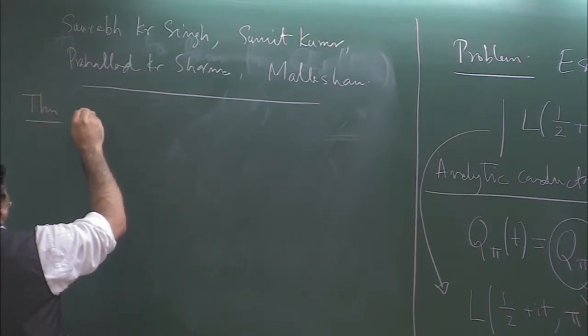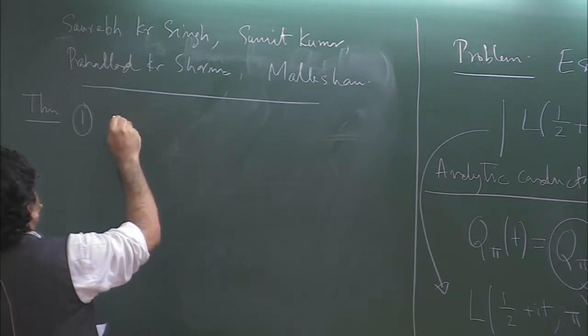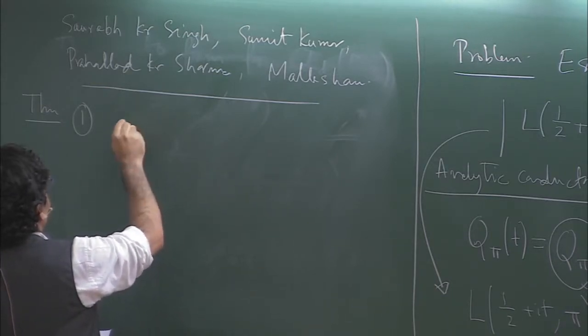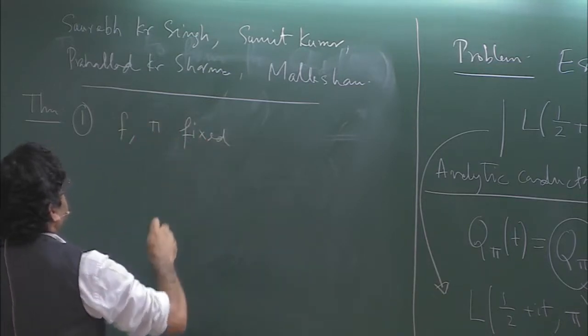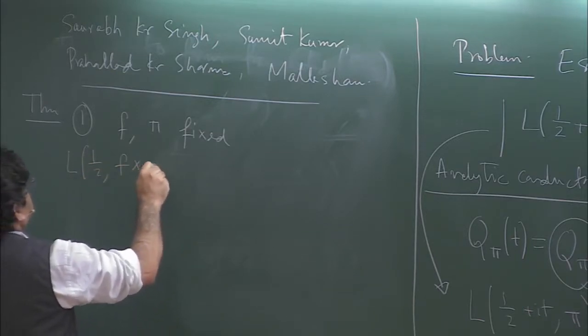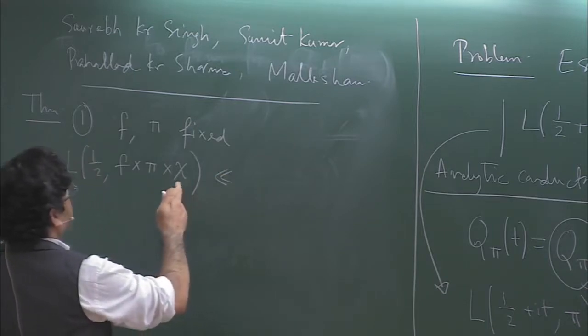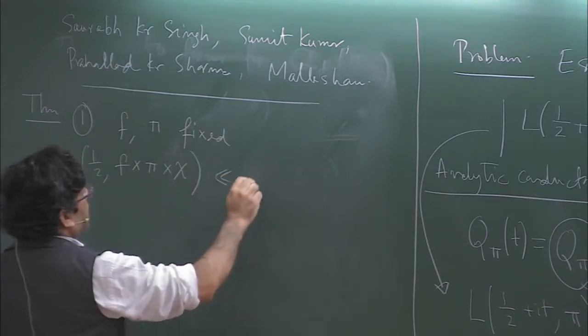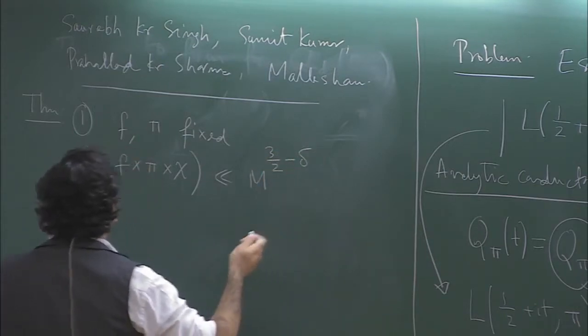So there are 3 theorems. The first is, F and pi are fixed here. So F is again GL2, pi is GL3. L(1/2, F cross pi cross chi). So we have subconvexity in this case. So chi is modulo m. So m to the power 6 is a convexity, minus delta for some delta positive.